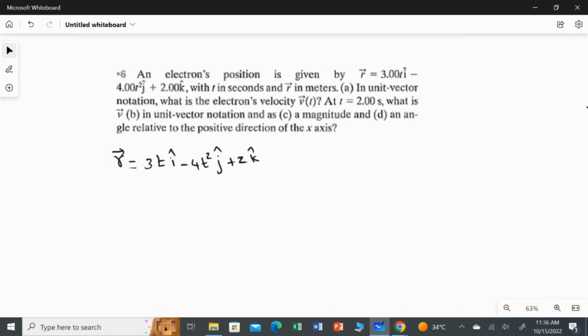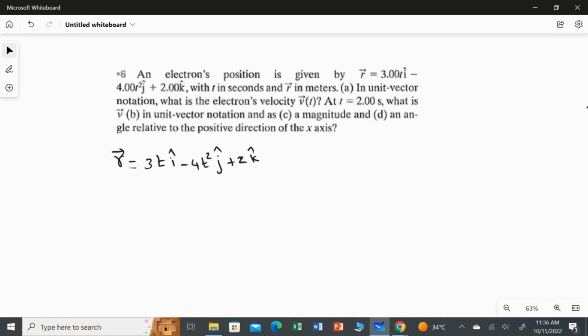In the second part of the question, we are going to find the electron velocity at time t equal to 2 seconds. In the third part, we are going to find the magnitude of the velocity. And in the fourth, we are going to find the angle. Clear? So we will work out one by one.